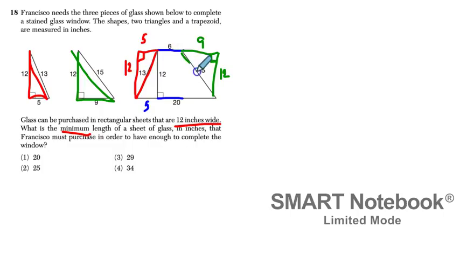So we can do a rectangle that looks like this, that is 12 inches wide, and it says what's the minimum length that he has to purchase to have enough to complete this window using these 3 pieces. Well, he's got the trapezoid, he's got the 2 triangles. What's the length of this rectangle? It's 20.